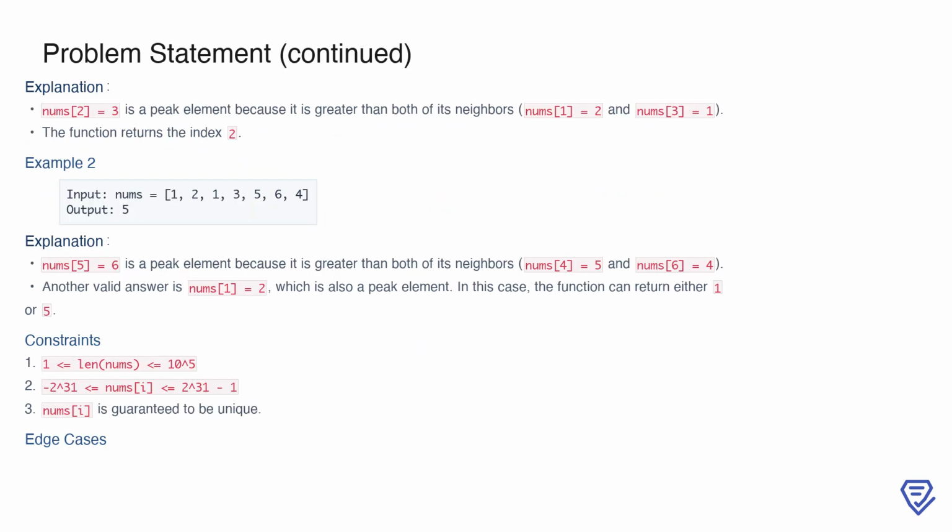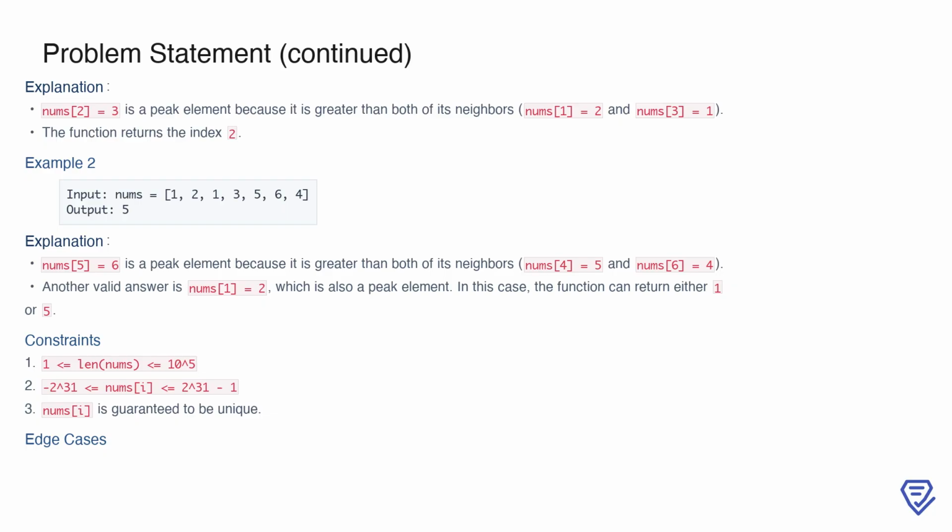To understand this better, let's look at the first example. For the input nums equals [1, 2, 3, 1], the output is 2. This is because the element at index 2 is 3, which is greater than both its neighbors, nums[1] equals 2 and nums[3] equals 1. Therefore, the index 2 is returned.